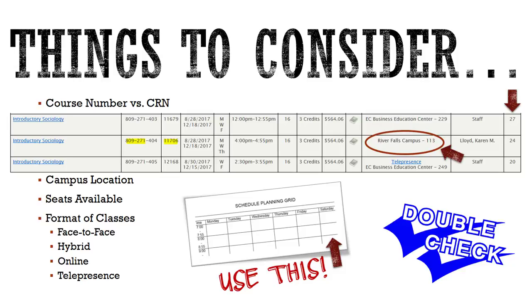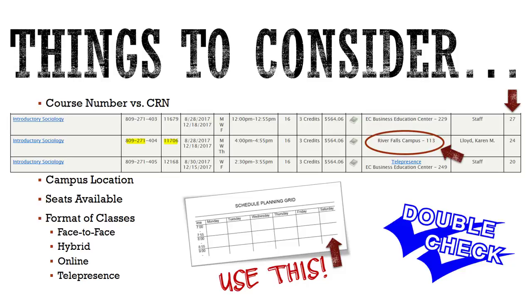You'll see liberal arts core classes all have course numbers where the first 3 digits, the subject numbers, begin with an 8, and the second 3 digits, the course numbers, begin with a 2. The second highlighted number on this slide is the course registration number, or CRN. This 5-digit number is what you use to register because it identifies the dates and time that particular course meets.